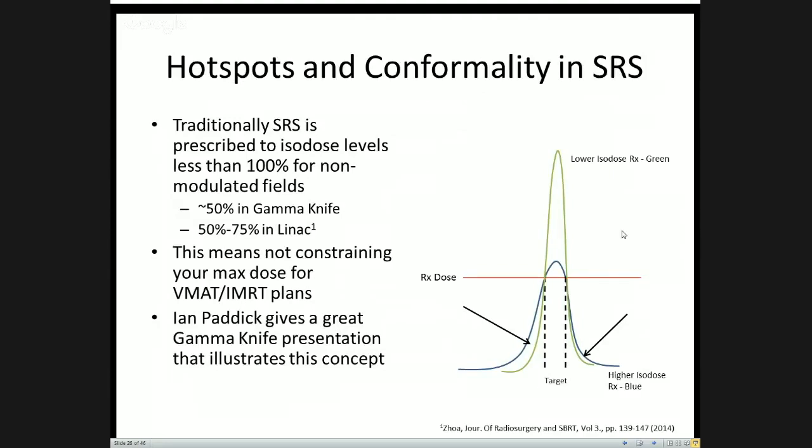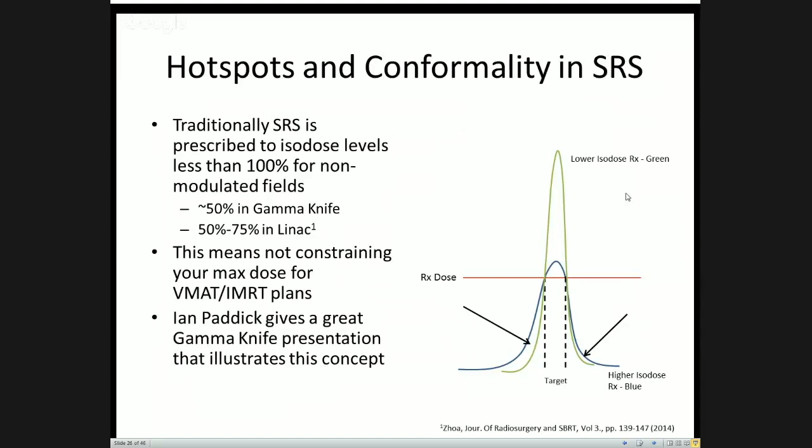Hotspots and conformality in SRS. Traditionally, SRS is prescribed to isodose levels less than 100% for non-modulated fields, so for dynamic arcs or for some of your CyberKnife and Gamma Knife treatments. It's usually around 50% in Gamma Knife and 50 to 75% in Linac-based SRS. That's a little bit different for VMAT, but it's kind of similar to not constraining the maximum doses in the VMAT or IMRT plans. If you allow that hotspot to go up, you can oftentimes get much better conformality and steeper dose gradients, and thus reduce the normal tissue dose.